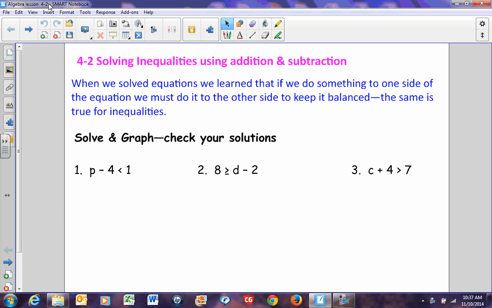This is lesson 4-2, solving inequalities using addition and subtraction. Now, when we solved equations, we learned that if you do something to one side of the equation, you need to do the same thing to the other side of the equation in order to keep it balanced. The same thing is true for inequalities.